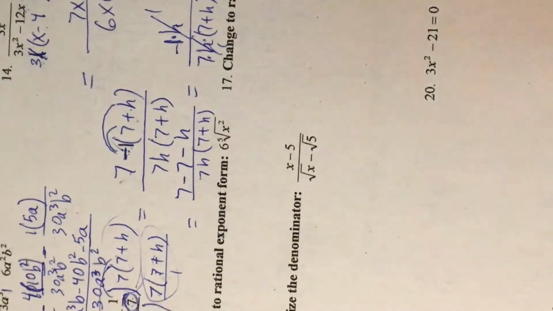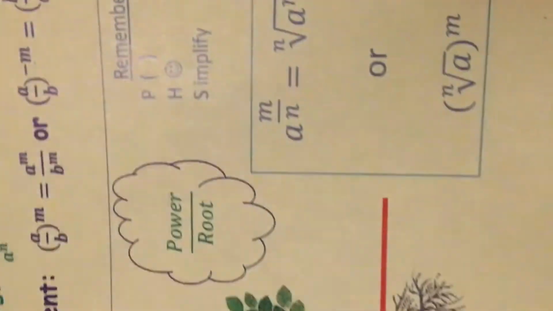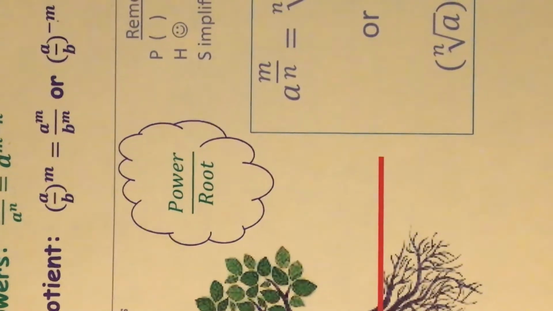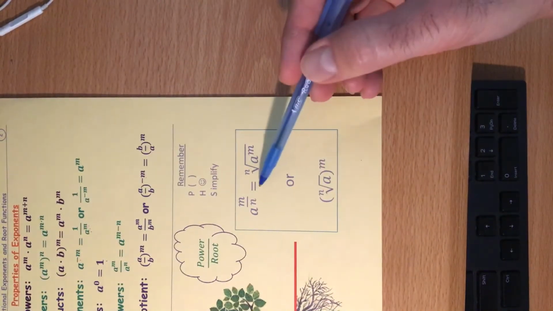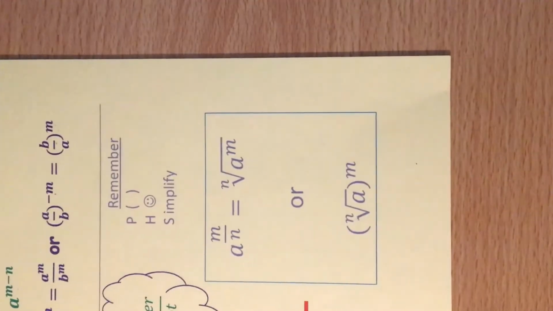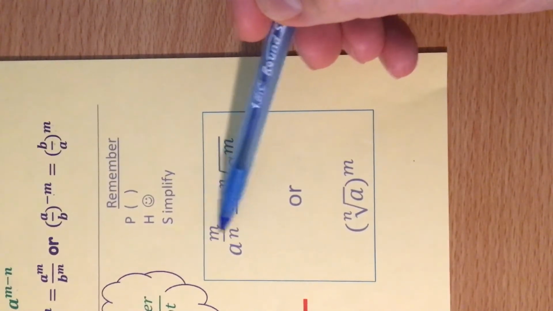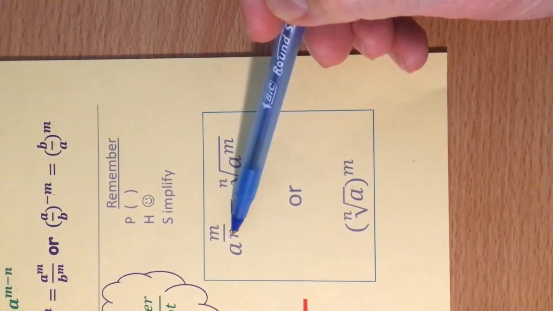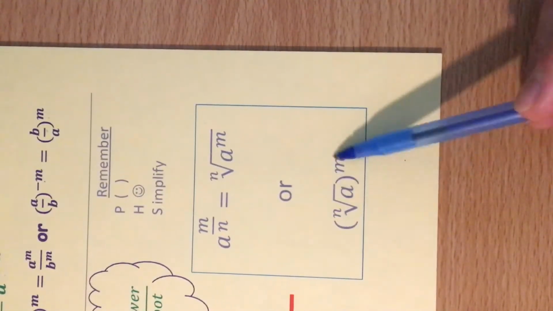All right. Now, 16 and 17 require a very short discussion about rational powers. I uploaded this document on Moodle already. If you notice here, if your power or your exponent is in the form of a fraction, we call it a rational exponent, then you can write it like this or like this.